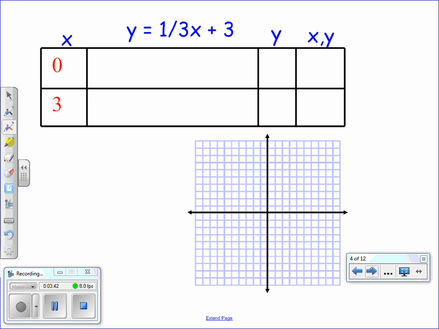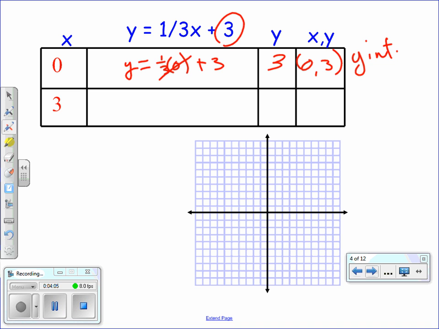What if we have y equals 1/3 x plus 3? If x is 0, y equals 1/3 times 0 plus 3, so y will equal 3. Here's our y-intercept again, (0, 3). Notice by looking at the equation, when you have everything equal to y, you can see something happening here. This last number is the y-intercept. So let's plot that: (0, 3).